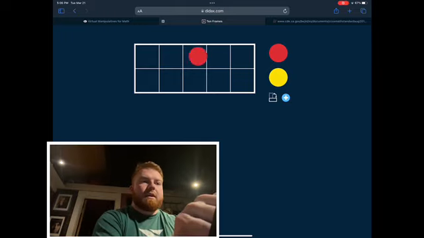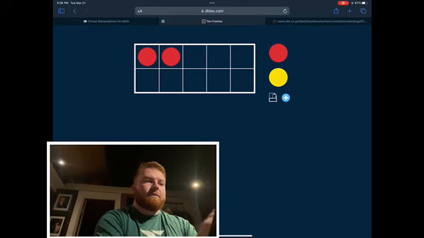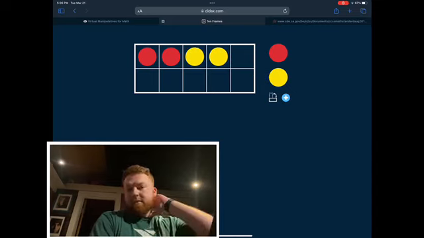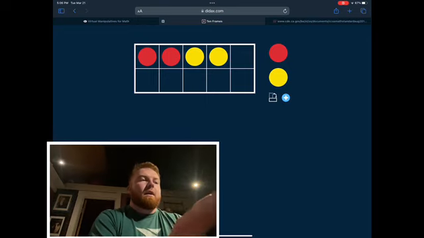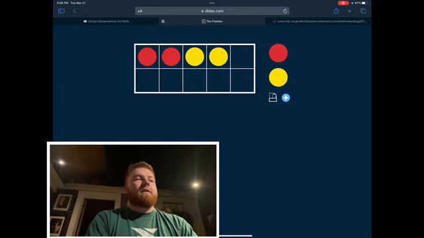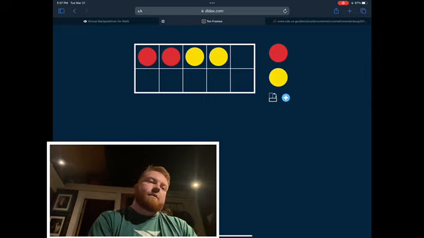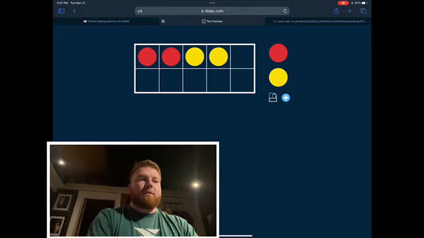So if I drag 1, 2 red dots, and then 3, 4 yellow dots, we can know that there are 4 dots there without having to count all 4 of them. And the way we do that is by seeing that there's 2 red and that there's 2 yellow. And we know that 2 red and 2 yellow dots are 4 total. So you can also look at that and you can ignore the color completely, and you can just see that there are 4 dots.